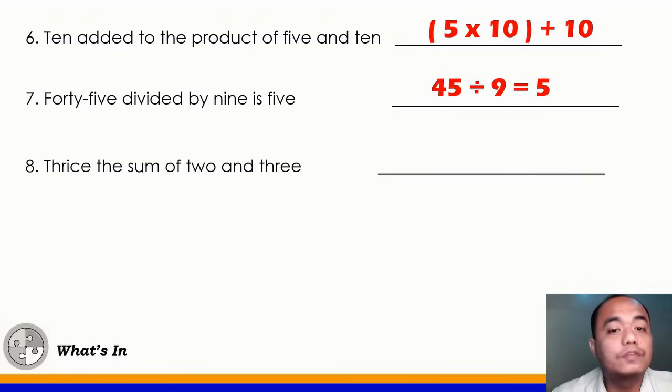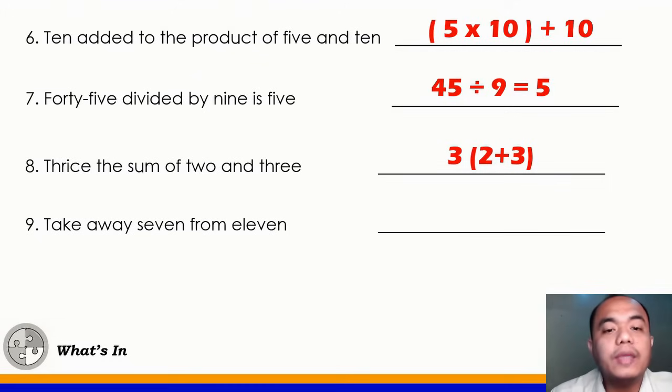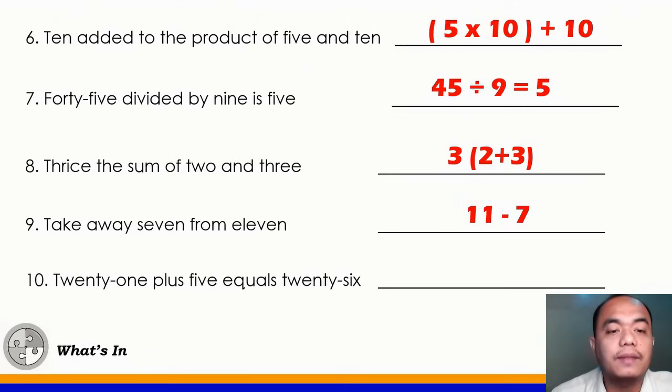Thrice the sum of 2 and 3. So, thrice means 3 times. So, 3 times 2 plus 3. Take away 7 from 11. That's subtraction. So, that's 11 minus 7. Number 10. 21 plus 5 equals 26. The answer is 21 plus 5 equals 26.